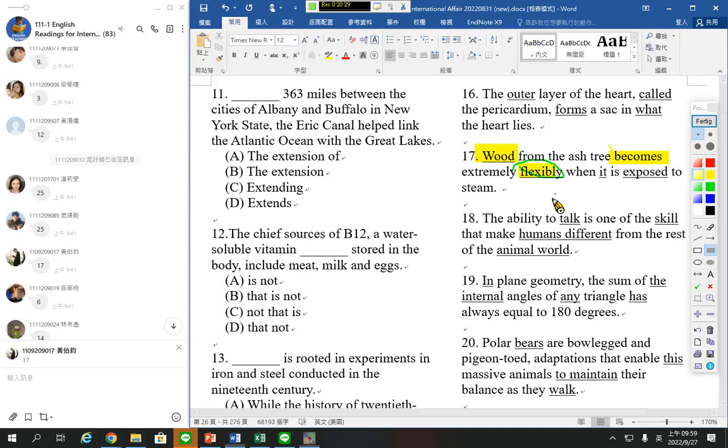For example, you become beautiful. You cannot say you become beautifully. No, because beautiful describes you, right? Thank you very much. Okay, so let's finish here.